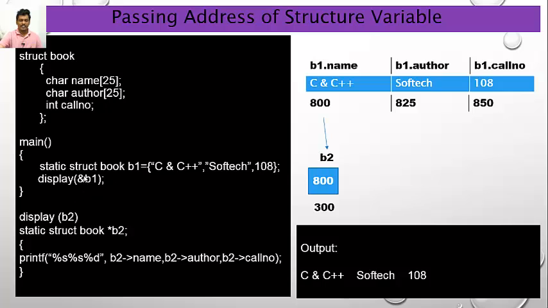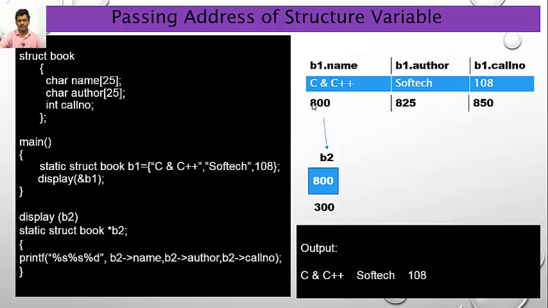So this is the actual argument. The receiving area we should declare as a structure pointer variable, or pointer to structure variable. b2 is a pointer to structure variable. It is capable of storing the address of a structure variable. So the address of b1 is transferred to b2.